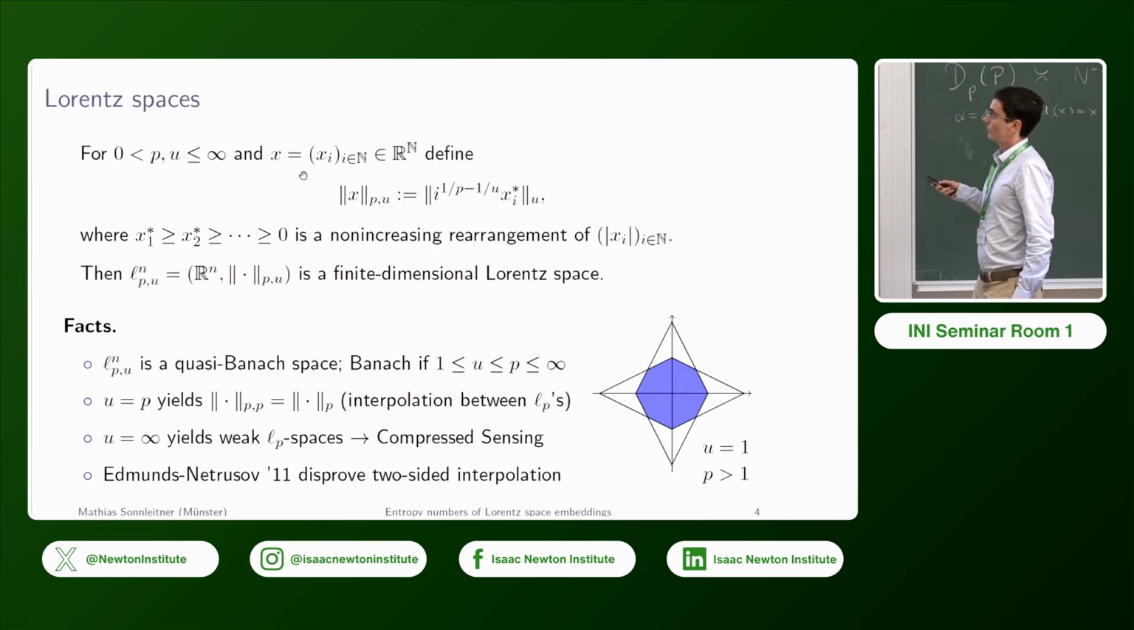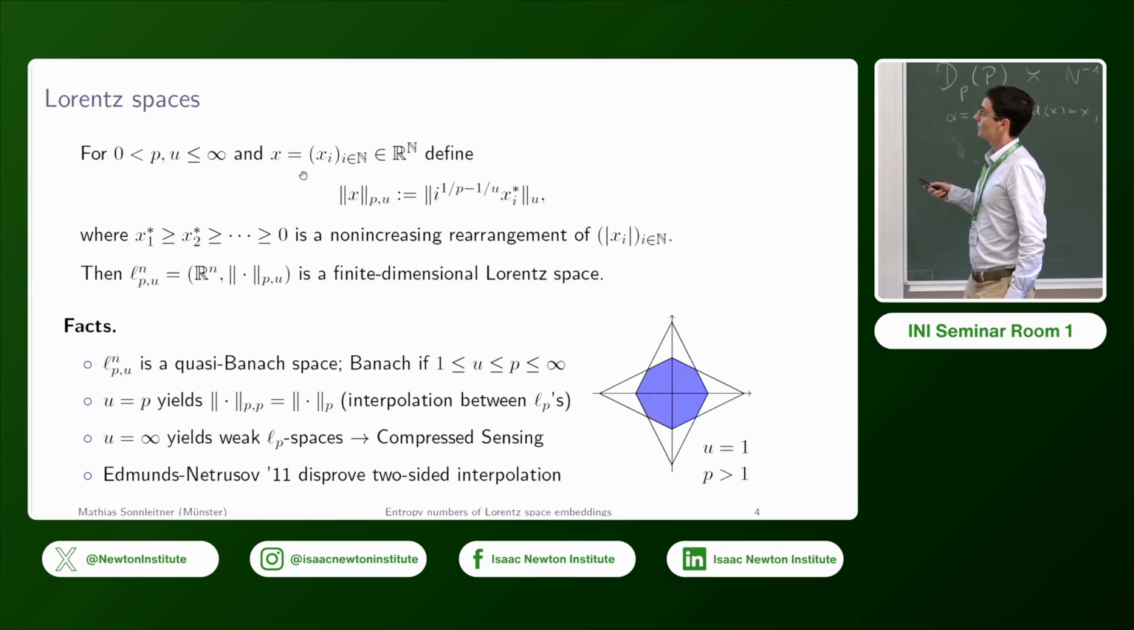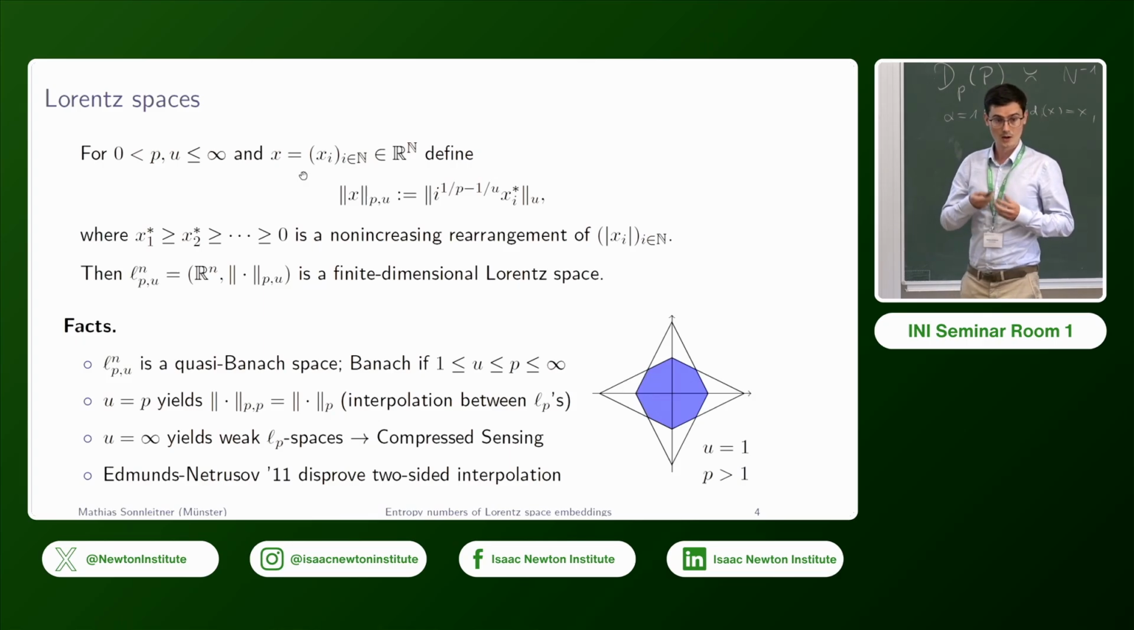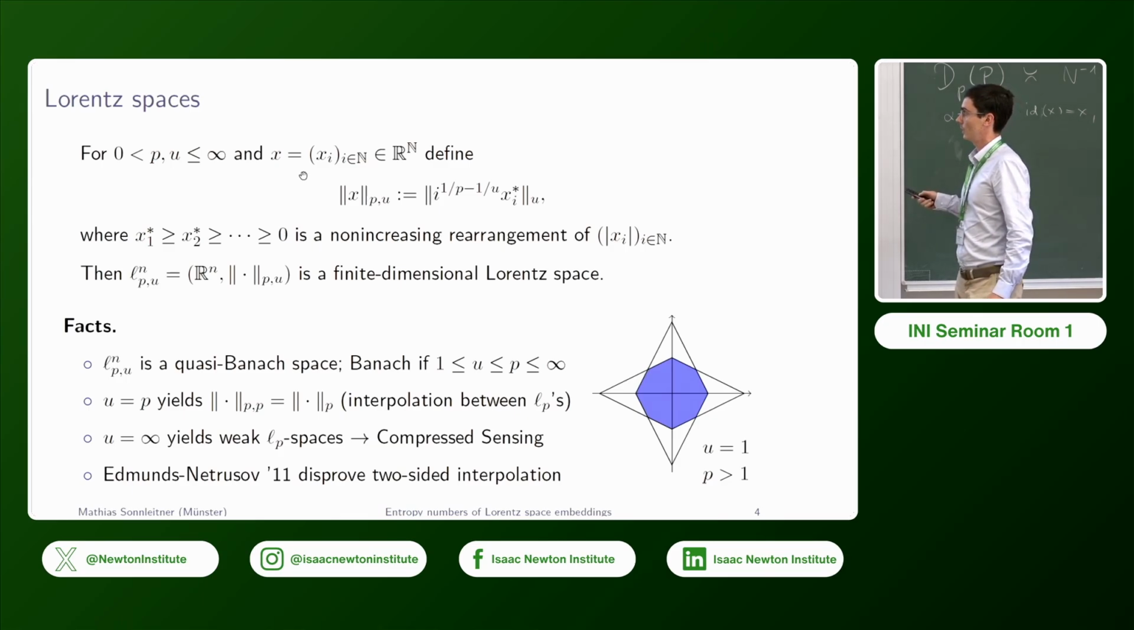And they are defined as follows. We have two parameters here, and we define the Lorentz quasi-norm as follows. We look at the non-increasing rearrangement of the absolute values of our vector. So we order them in a decreasing way, and then we weight them and consider the L_u quasi-norm. And this gives us a finite-dimensional Lorentz space, which is a quasi-normed space, and a quasi-Banach space also if we put n equal to infinity, and in the special case of parameters 1 smaller or equal u, smaller or equal p, we obtain a Banach space.